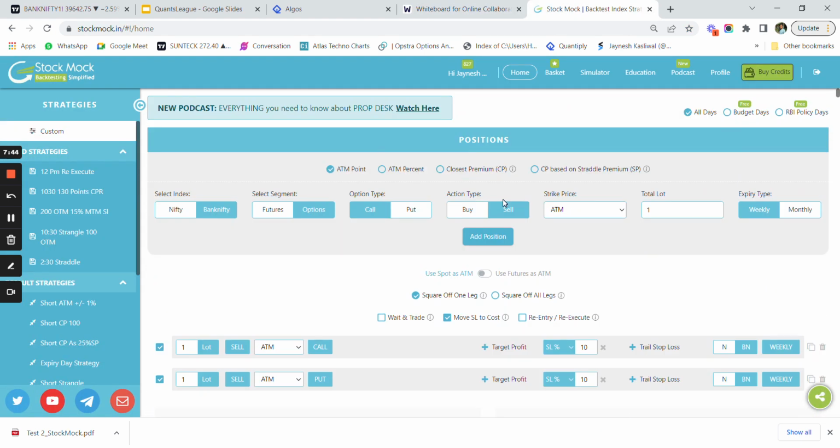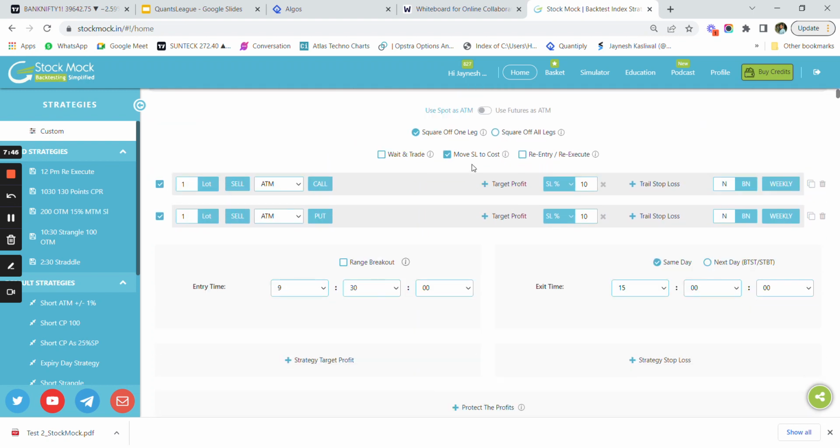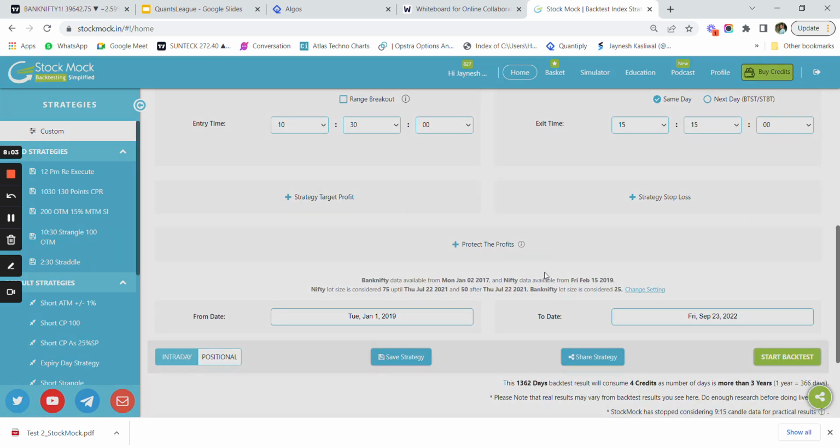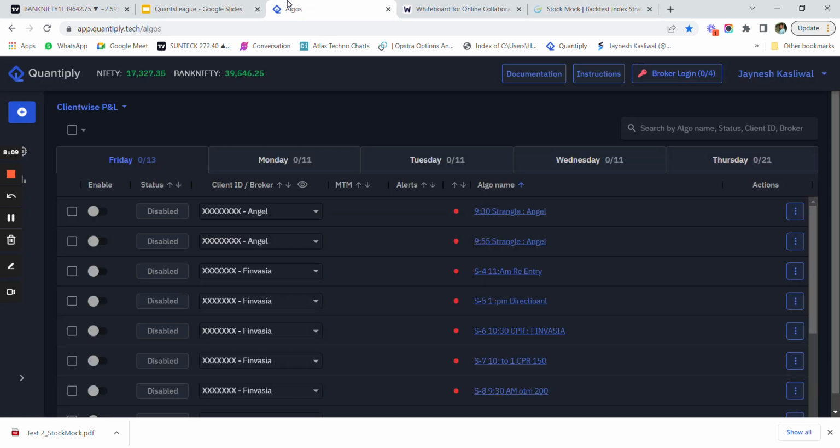So let's design one more strategy here, or change the same strategy from 10% SL to 30% SL, and change the timing from 9:30 to 10:30, and let's say we are running this till 15:15 to capture the afternoon move as well. Okay, so let's run this strategy and check how this backtest performs. Now we are going to use Quantiply for execution of our strategy.